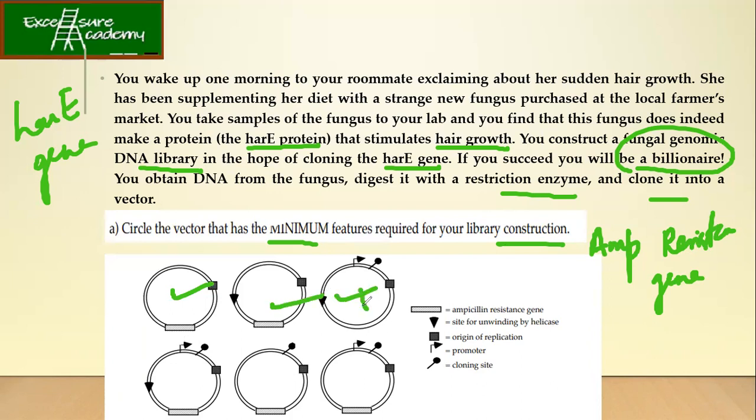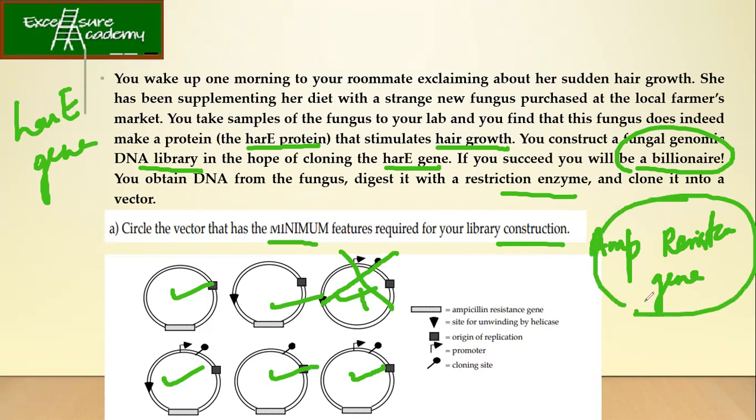So you can see that in all the options it is present. Oh, sorry, in this it is not there. Yeah, so you see that in most of the options it is present. So now you can eliminate this one because it is not having the ampicillin resistance gene. So this has been circled, right? Now site for unwinding by helicase. This is actually not required because each organism has helicase. So you don't need any site which is meant for the helicase to come and bind. So this is not required.